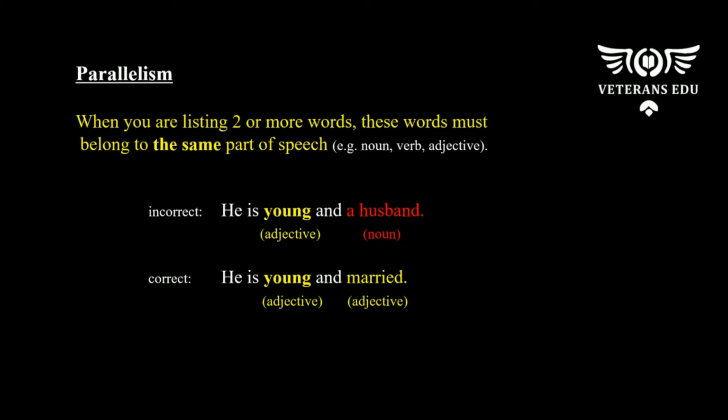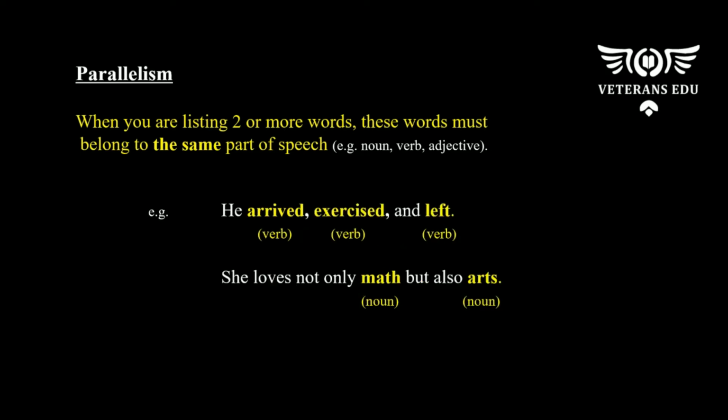Let's take a look at some other examples. He arrived, exercised, and left. The sentence is perfectly fine and in parallel structure because I'm using a list of verbs. She loves not only math but also art. Again, the sentence is in parallel structure because I'm utilizing two nouns in the list.